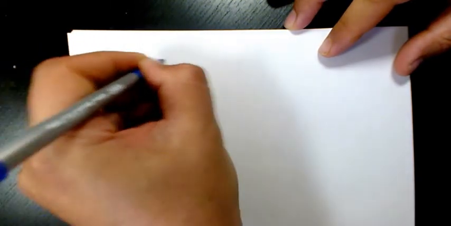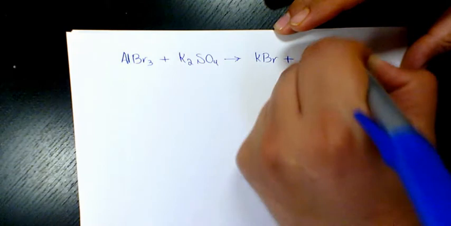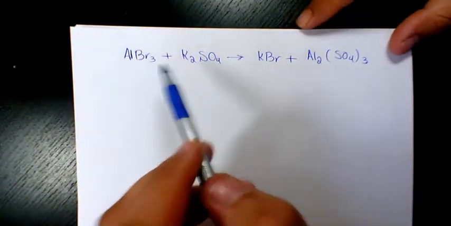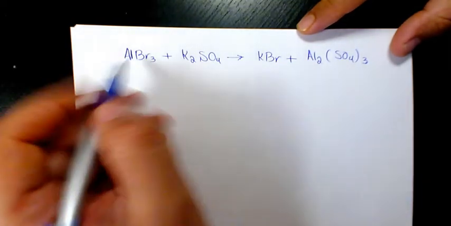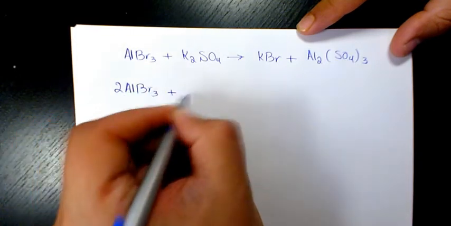Next one. AlBr3 plus K2SO4 gives us KBr plus Al2(SO4)3. So right now we have 2 Al here, 1 in here, so we need to place 2 in front of AlBr3.